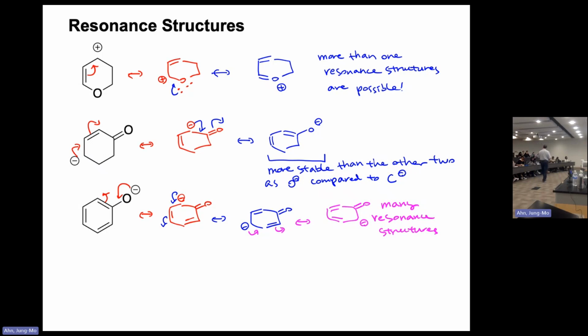So whenever I ask you to draw the resonance structures, if you only draw one, you gotta think more. And you gotta check if you can draw more. If you come up with a 2, you still have to check if there's more possible or not. Right? Because we're not gonna give you how many resonance structures you have to draw. You gotta draw all the valid resonance structures, including the minor.